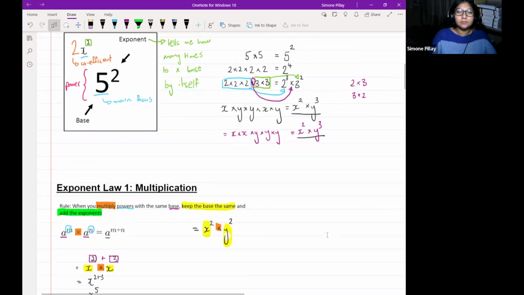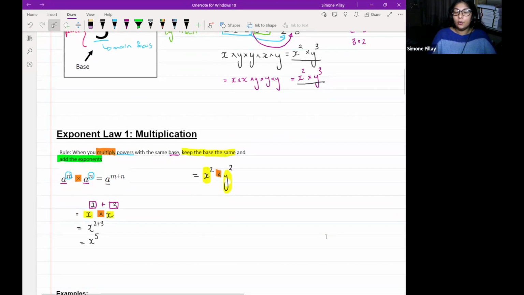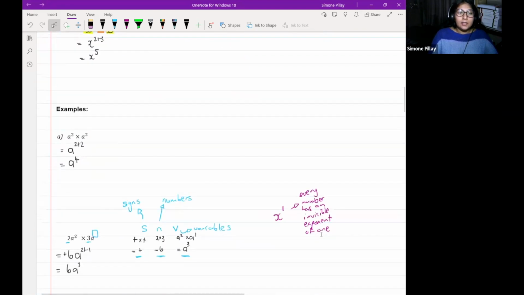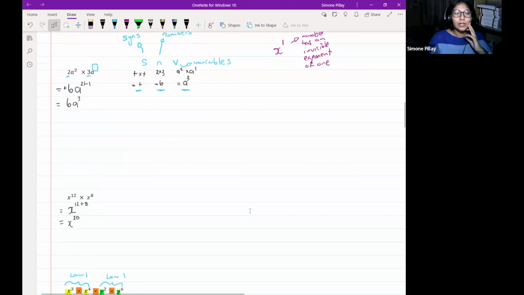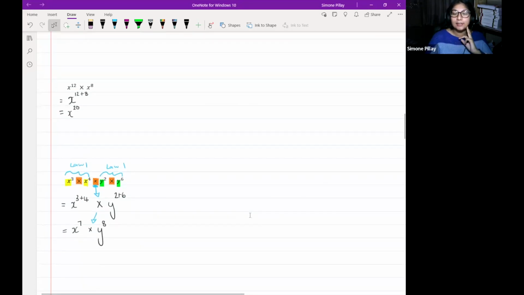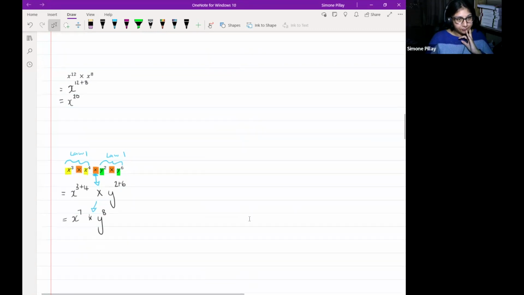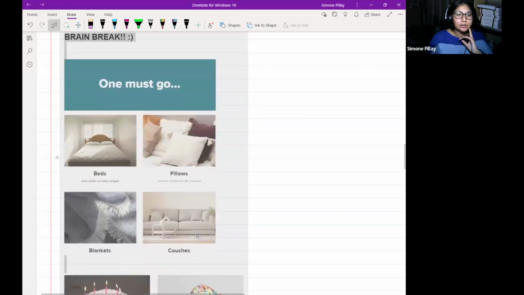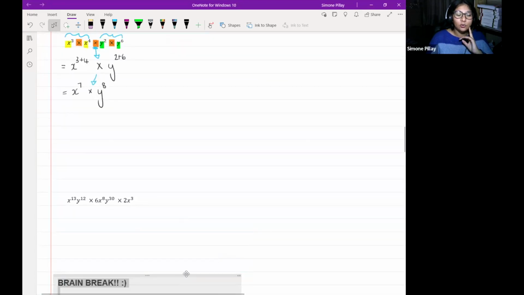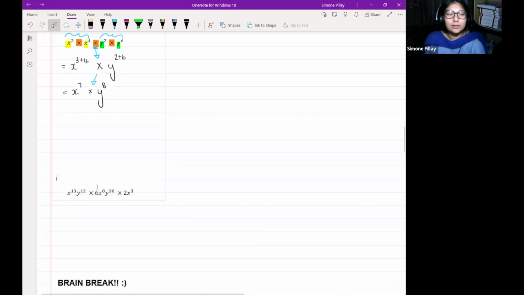Okay, moving on. Then we have this little law that we need to remember. And then let's look at some of the examples that we did. Moving on, and I think this was the last. Okay, cool. So before we get to our brain break, I want to move this. I hope I didn't ruin everything, but we'll see. Okay, last one before our brain break.